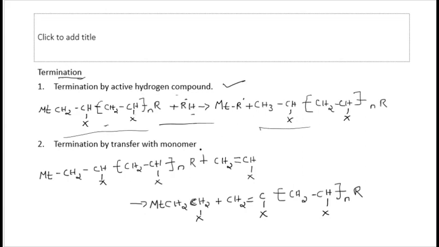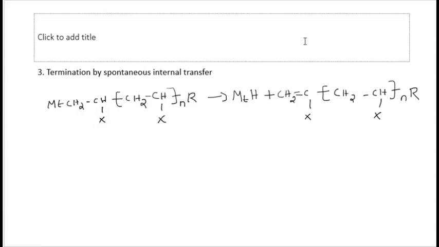Next is termination by transfer with monomer. That is, when the growing chain reacts with the monomer, the hydrogen from the monomer is attracted towards the growing chain, and thereby the chain growth stops.